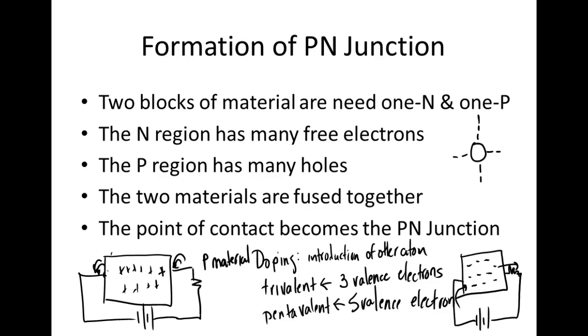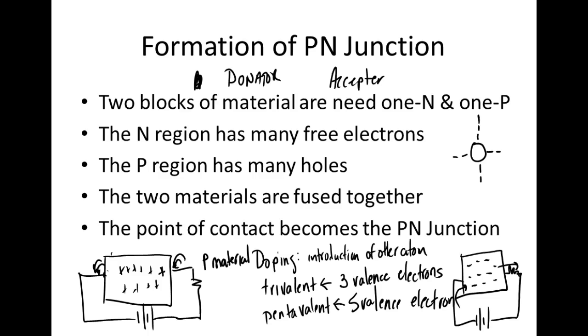An N material is also called a donor, and a P material is called an acceptor, because the donor wants to donate electrons and the P material wants to accept them. Those are two other terms you'll hear on the test. So these are other names for P and N.